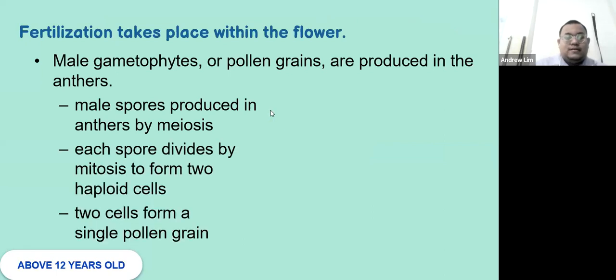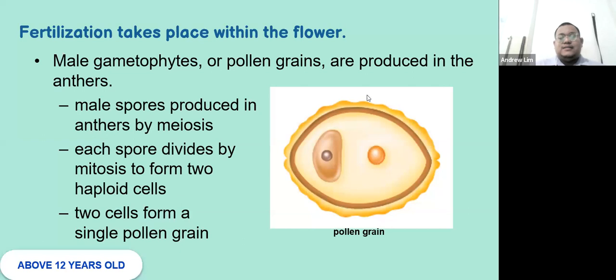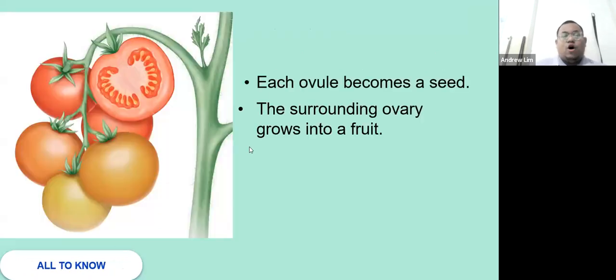All right. So these are some notes for those students who are above 12 years old. Fertilization takes place within the flowers. I shall skip this. You can take a look later when I give you the slides. All right, this is an enlarged version of a pollen grain that will be stuck on an animal body, like an insect body, and transferred to a female flower. This is how it looks when enlarged. All right, next.